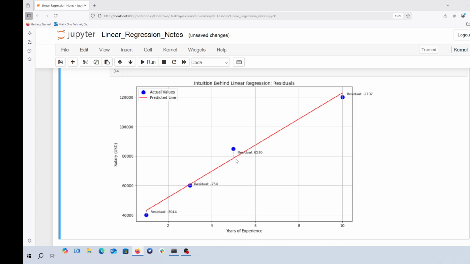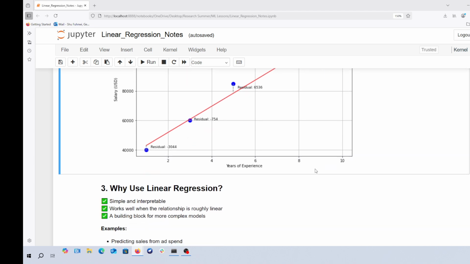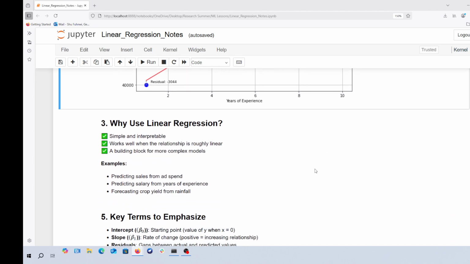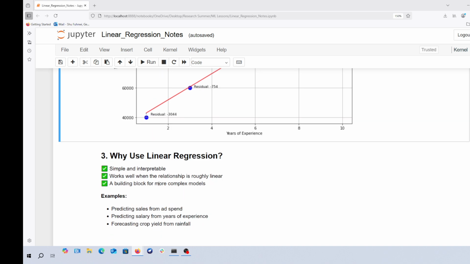We can see these dotted lines where the actual values meet the predicted value. That difference is what we call the residual. We look at this value, subtract it from this, and it gives us something like this. At the end, we square these residuals and take their mean, which is what we call the mean squared error, and we use that as a cost function for regression problems.